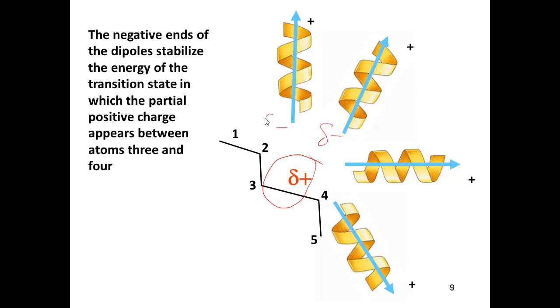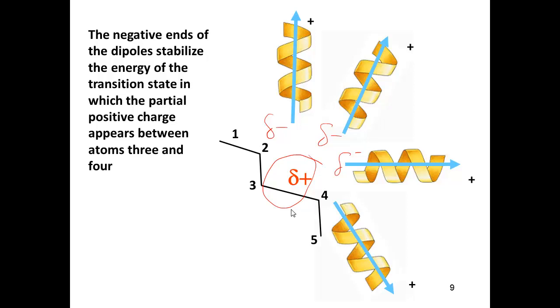we have partial negative charges at the ends of all the alpha helices. This is going to stabilize the energy. Because opposite charges attract, that means you're lowering the energy of putting a positive charge in this region. This is a way in which you'll reduce the energy of the transition state, leading to an increased reaction rate.